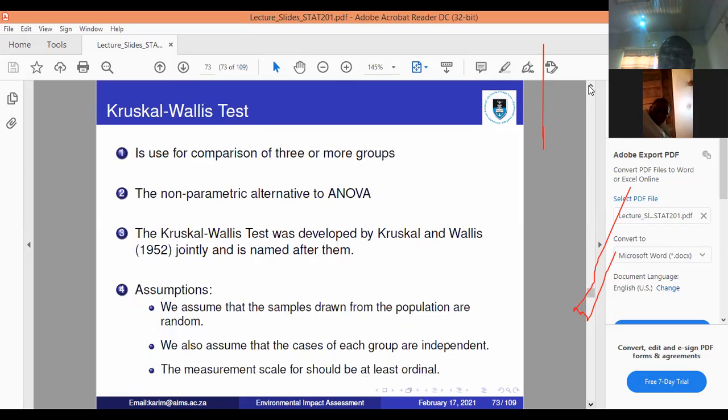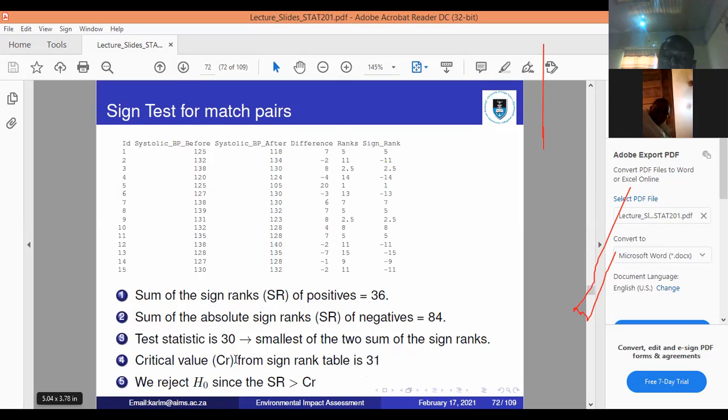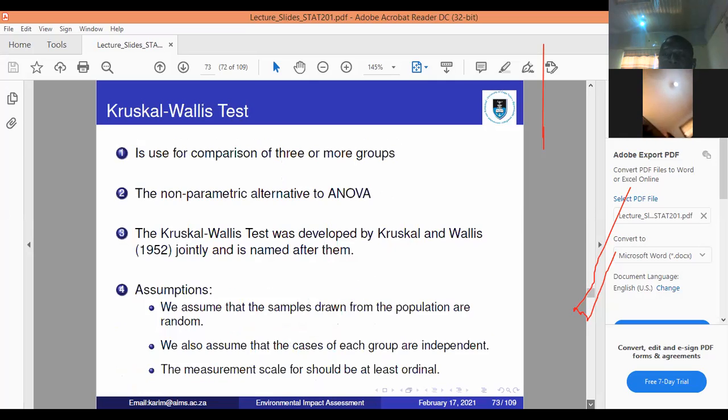So you can see that they are the same in terms of the decision to reject and to accept the H naught. So our calculated value is 36. Remember, this is 36, not 30. The smallest of the two sum ranks here is 36, and the critical value from the sign table is 31. So we reject H naught because the calculated one is greater than the critical one, and we conclude that there is a difference. And that is it for the sign rank also.